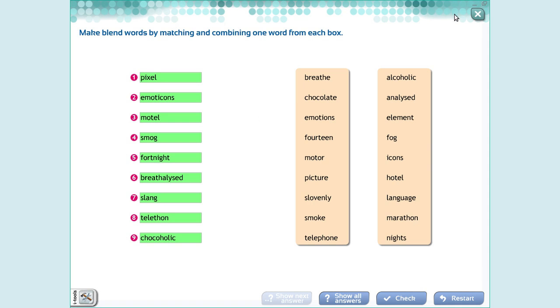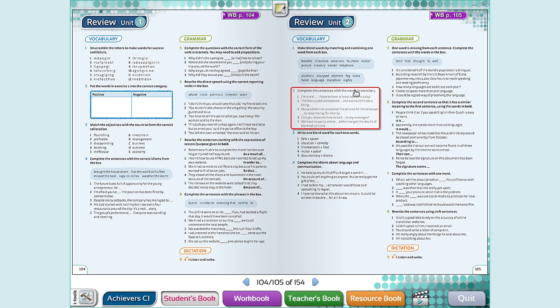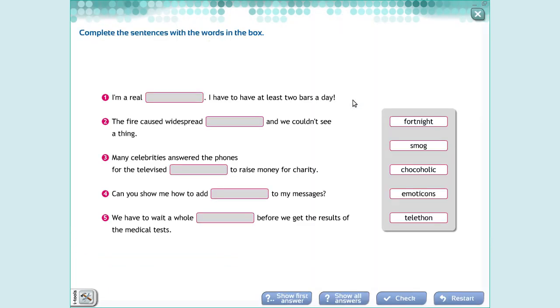If you need, you can pause the video and then continue, okay? I'm going to do exercise 2. In our exercise 2, you need to complete the sentences using one of these words: fortnight, smog, chocoholic, emoticon, and telethon. I'm a real, I have to have at least 2 bars a day. I am a chocoholic. Great.